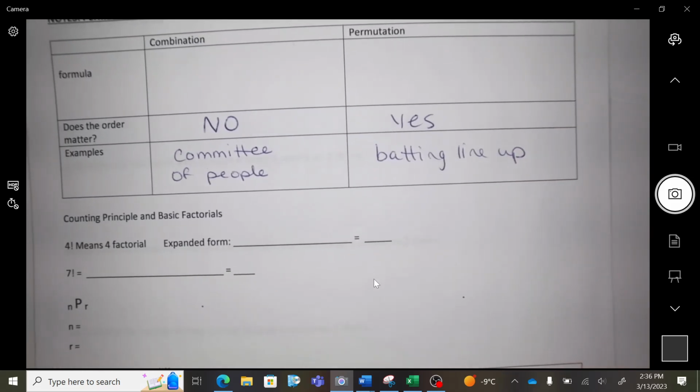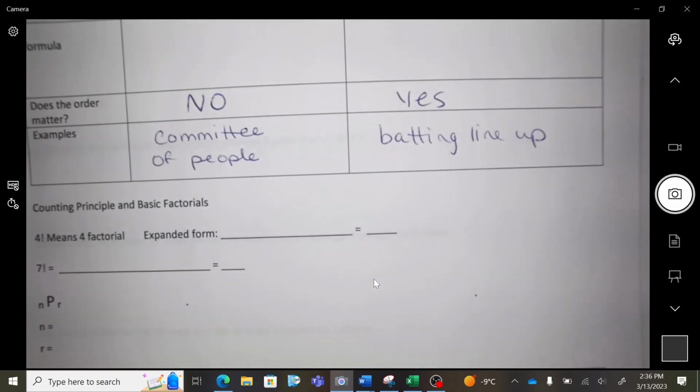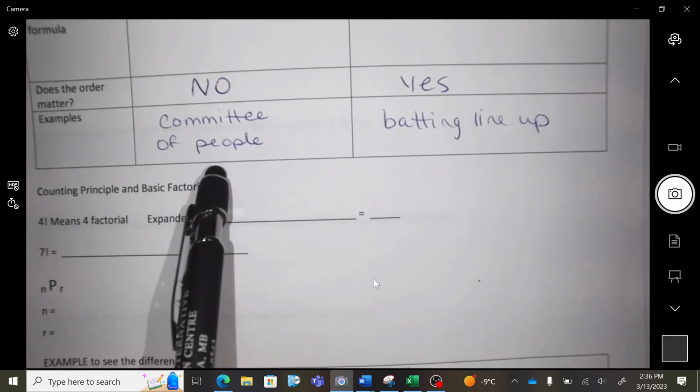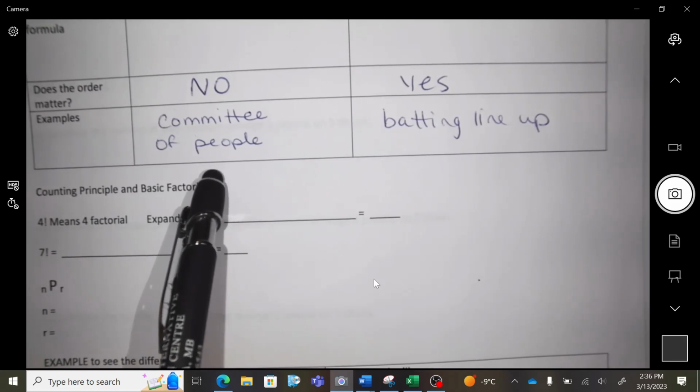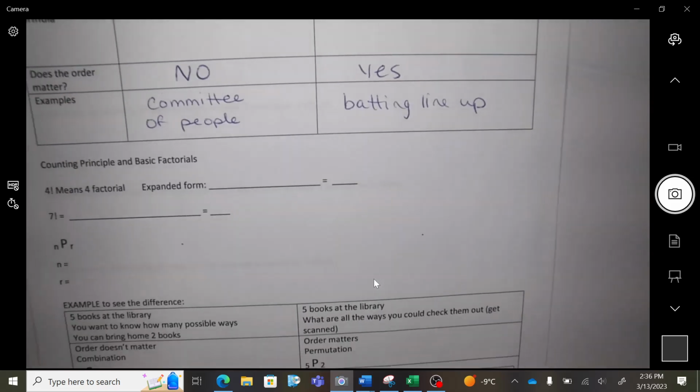Does that matter in arranging the people? Could you make different batting lineups by moving them around? Yeah. Could I make different committees by changing them around? No. Okay, there are formulas for these.